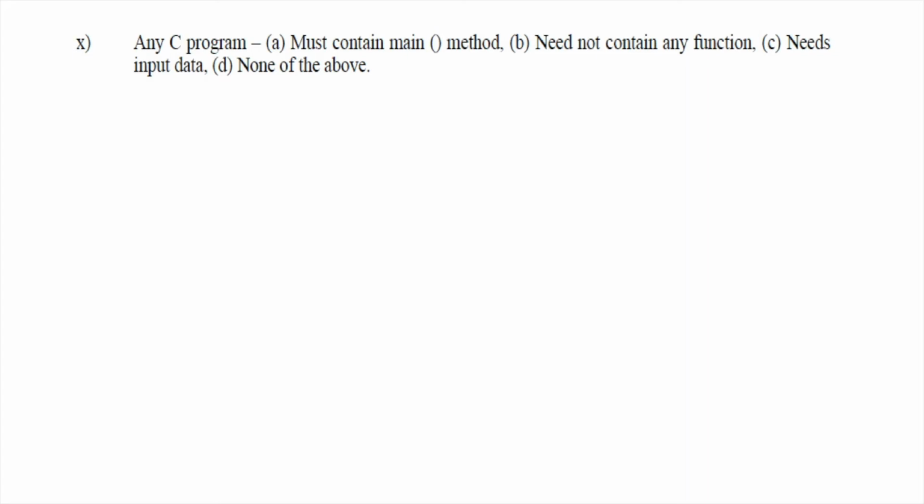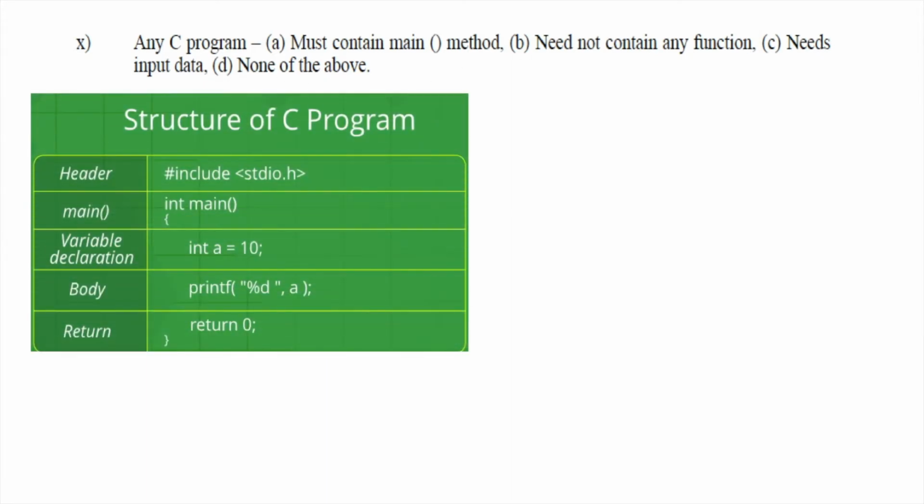Let's go to the next question. Any C program must contain: a main method, need not contain any function, needs input data, or none of these. So let's see the basic structure of a C program. The header is the include file, standard input output .h. Now inside main, main should be there, int main or void main. If you are writing int main, then you need to write a return 0 statement. If it is void main, then there is no need to write any return statement.